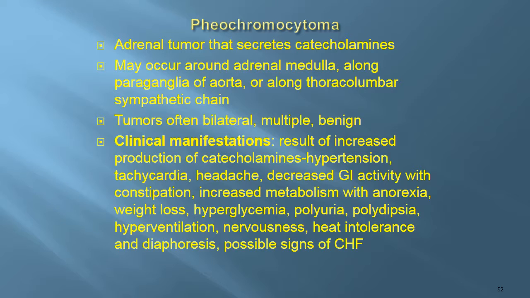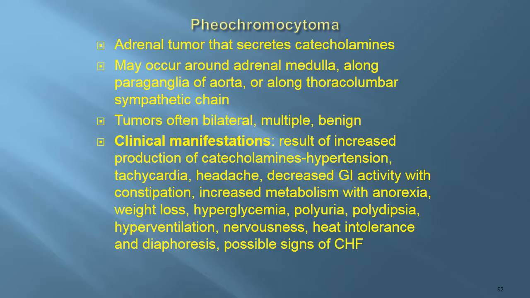A pheochromocytoma is an adrenal tumor that secretes catecholamines. It may occur around the adrenal medulla, along the paraganglia of the aorta, or along the thoracolumbar sympathetic chain. The tumors are often bilateral, multiple, and benign.